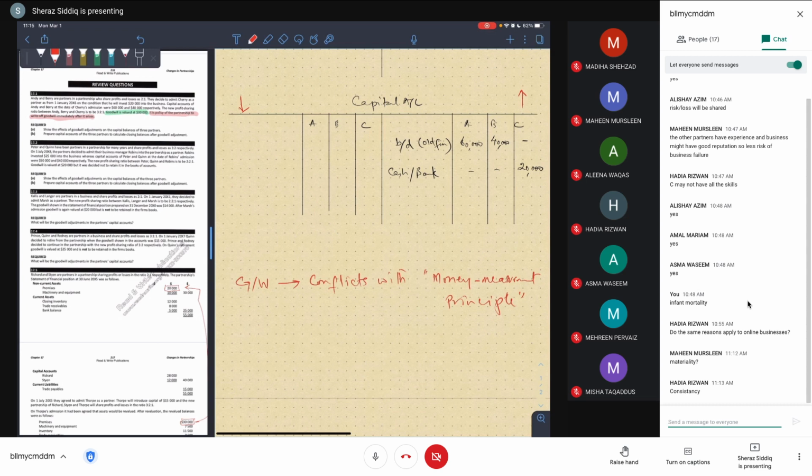So we are, what we can say, departing from the money measurement principle over here. And since we are violating one principle over here, the preferred treatment is that the goodwill account should not be allowed to stand permanently in the books. It should be written off from the books. That was point number 5. After this class, we are going to go back to point number 5. So things are going to be a little technical over here.